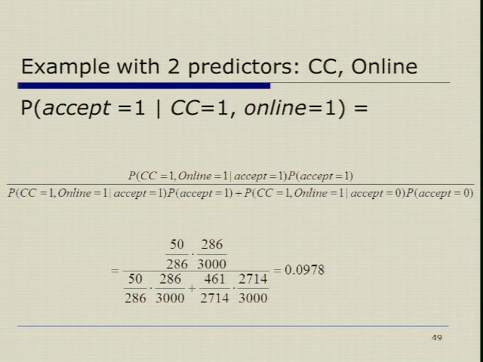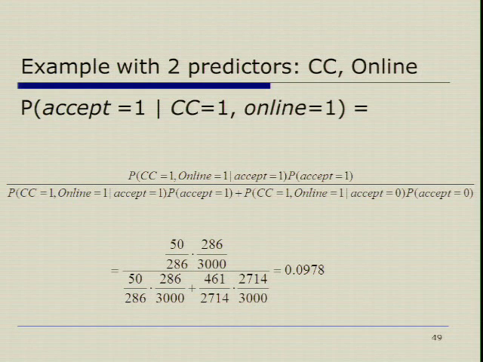D is the event. These are all events. A is the event of acceptance, C is the event that I have a credit card, and D is the event that I actually have an online account. So then, on the top line, P of A alone, how does that feature?